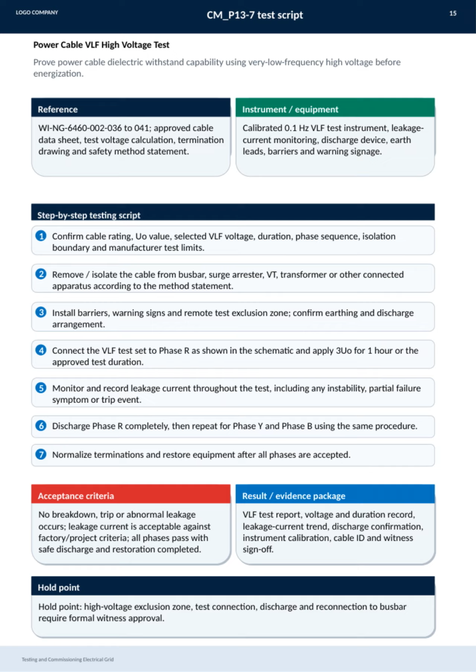We connect the VLF test set to each phase sequentially, applying the required voltage and monitoring leakage current for any signs of failure. After testing each phase, R, Y, and B, we discharge the cable completely before moving to the next. Once all tests pass without breakdowns or abnormal leakage, we normalize terminations and restore equipment. The acceptance criteria demand no trips, no abnormal leakage, and acceptable current readings as per factory or project standards.